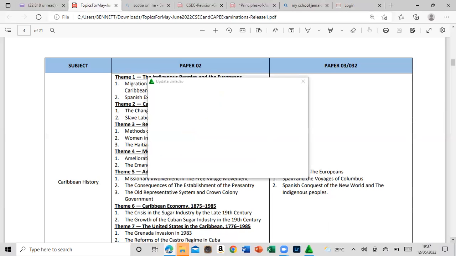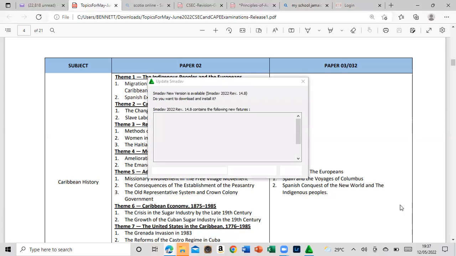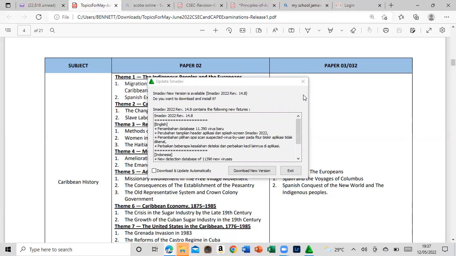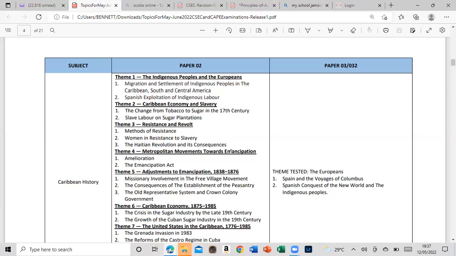Team 5, adjustment to emancipation. Why does this always come up on the screen? Not ready yet. I'm not ready yet to download it.